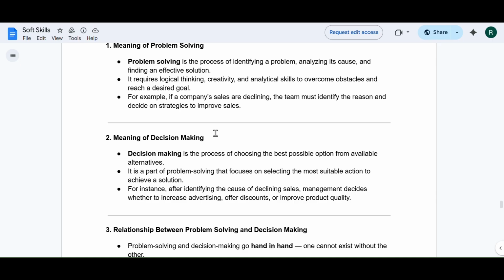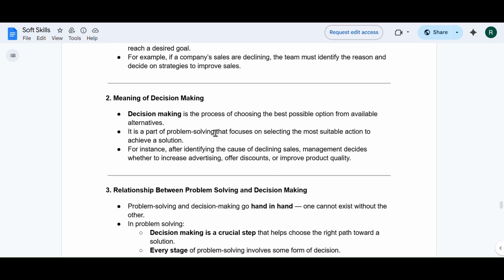For example, we have a number of alternatives for solving a problem. So what we have to do is use decision making and pick a smarter solution among them. Decision making is a part of problem solving that focuses on selecting the most suitable action and achieving a solution. For example, we discussed declining sales, right? For declining sales, the solution might be increasing advertisement, offering more discounts, or improving product quality. Among these three, we need to choose the least conflicting decision. This is known as decision making.